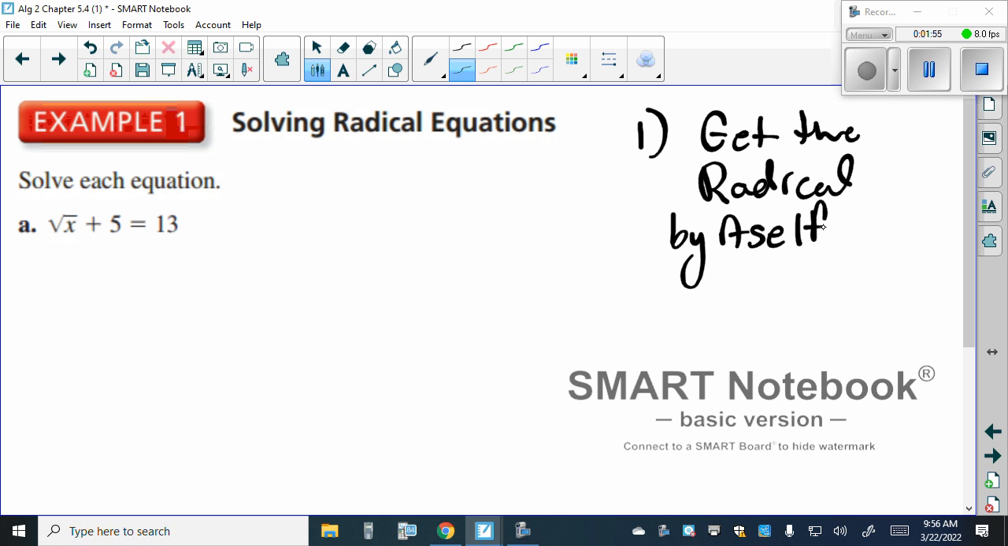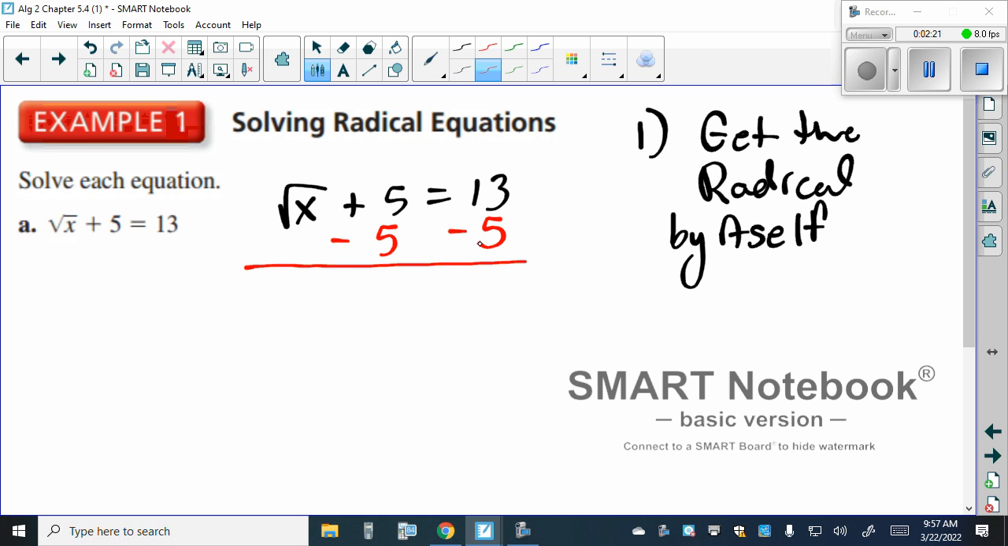So looking at our first problem here, we have the square root of x plus 5 equals 13. Is the radical by itself? No. What is with it? Well, we have the 5, because we have the square root of x plus 5. So to get the radical by itself, we need to subtract 5 from both sides. Well, 5 minus 5 is 0. Notice that the square root of x is equal to 8.